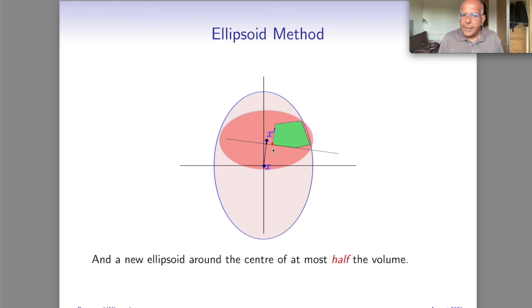But the key idea is this: because the volume of the ellipsoid is shrinking by half every time, you can prove that after some polynomial number of steps, either the center of your current ellipsoid is in the polytope and you're done, or the volume has shrunk so small that you know that the polytope must be empty.